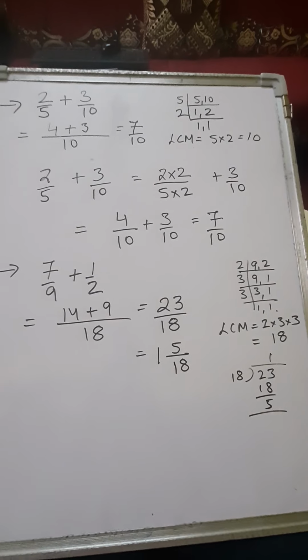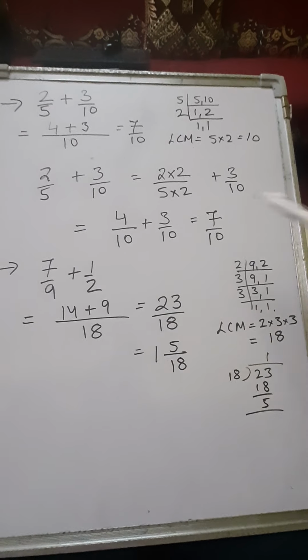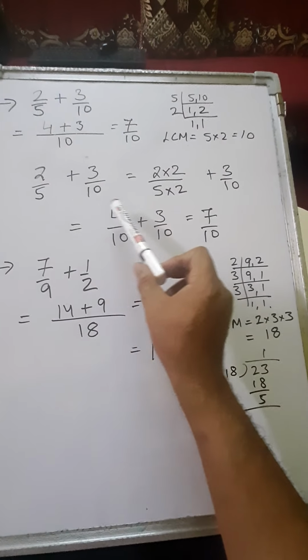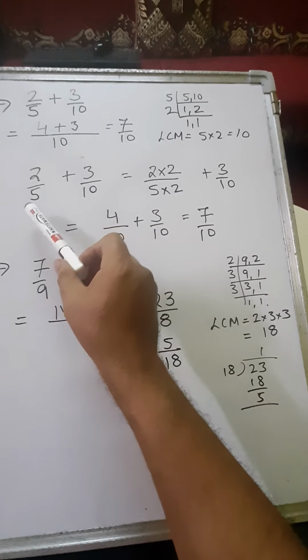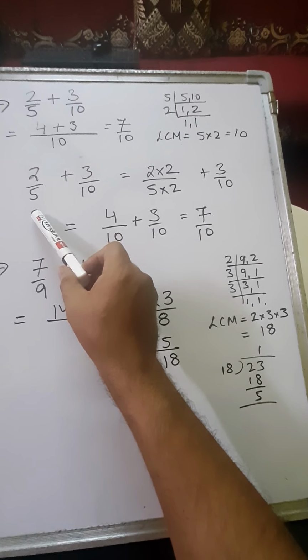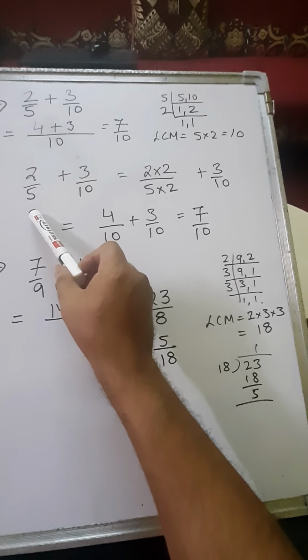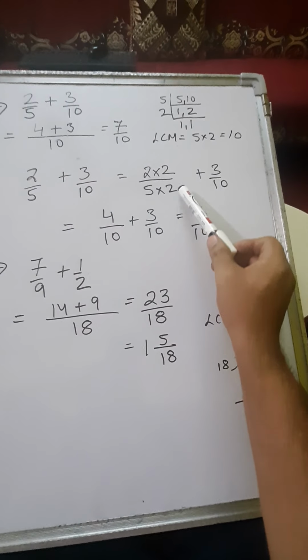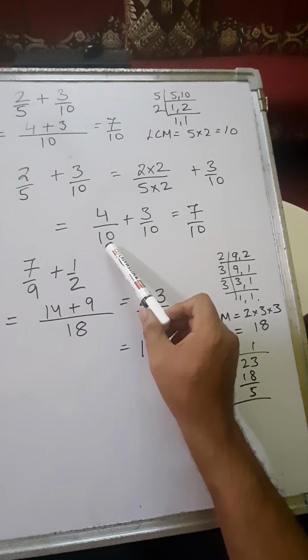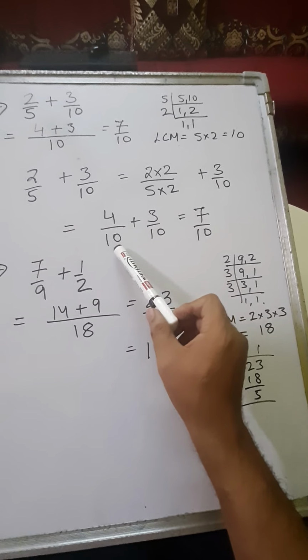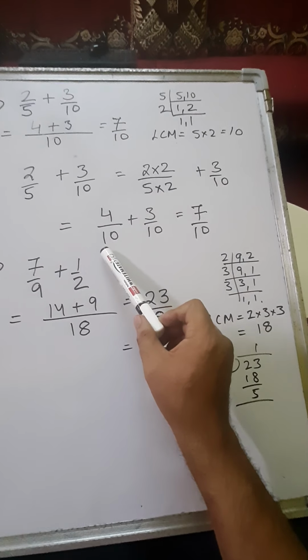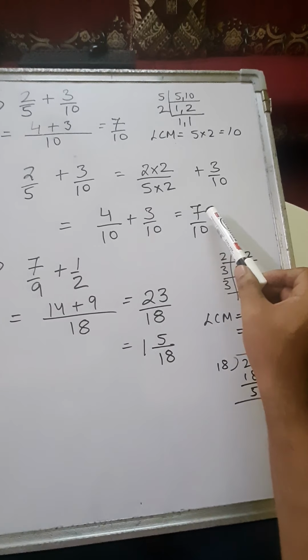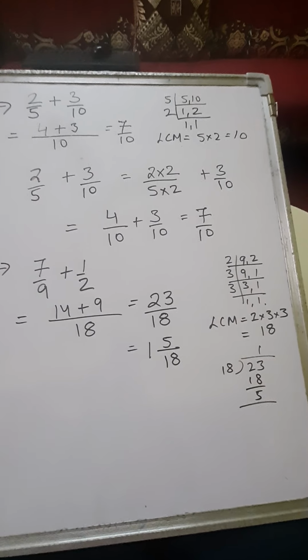This sum can also be done in another manner. 2 by 5 and 3 by 10 we have to add. Now you can see that 5 can be converted into 10 if we multiply by 2, right? So we'll multiply 2 to the numerator and denominator both. So when we do that, it will become 4 upon 10. You can see that both the denominators are the same now, so you can add the numerators. 7 upon 10 will be the answer.